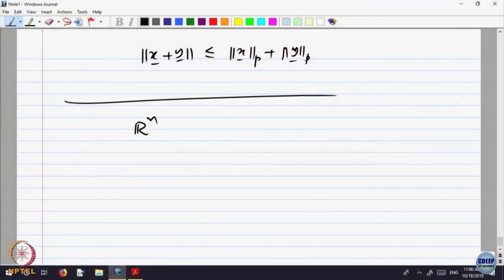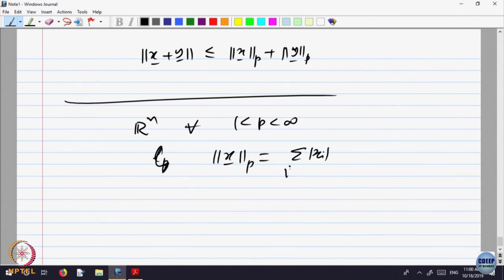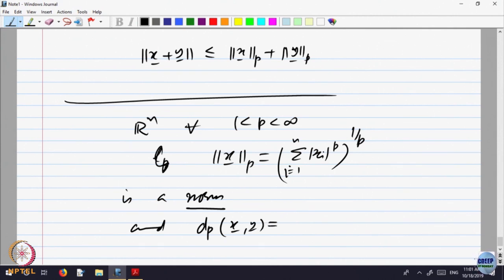So, that says, on R n, for every 1 less than p, actually we have got it for 1 also. You can define on R n, because it is finite, so no problem. Define the norm of x, to p, to be equal to the sum of mod x i, i equal to 1 to n, to the power p, raised to power 1 over p, is a norm. So, what does norm mean? It is something like absolute value. We give it a name as norm. And d p of x, y is equal to the norm of x minus y, p, is a metric.